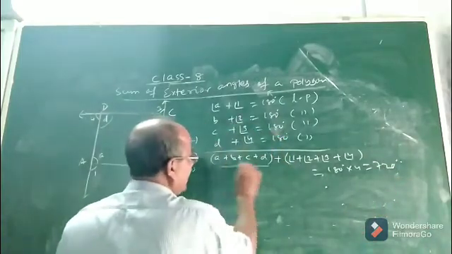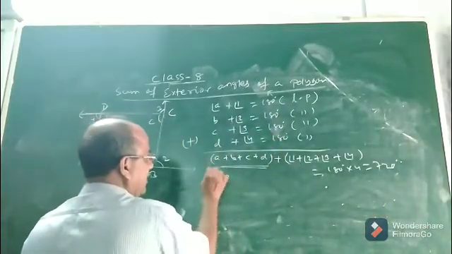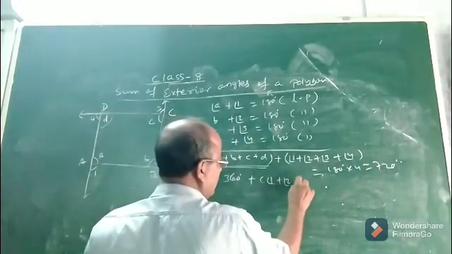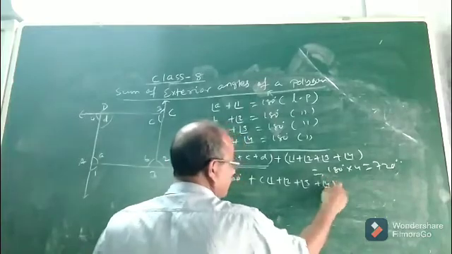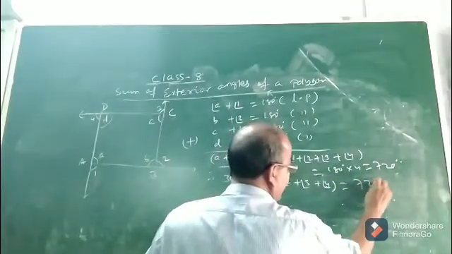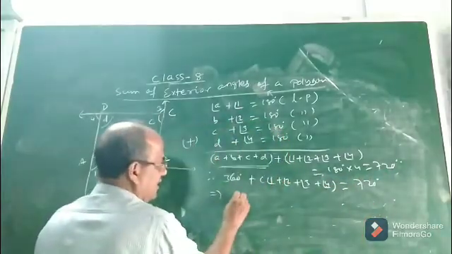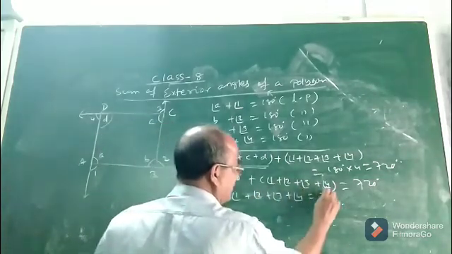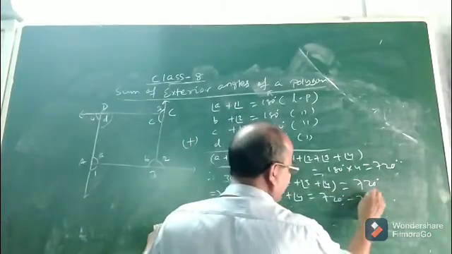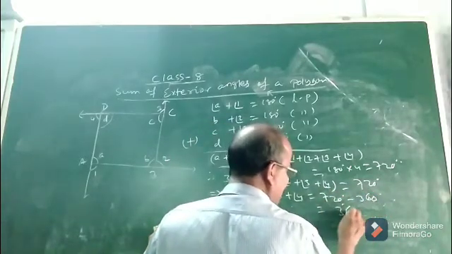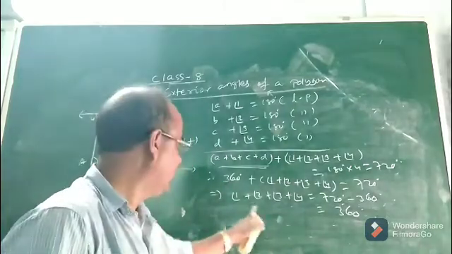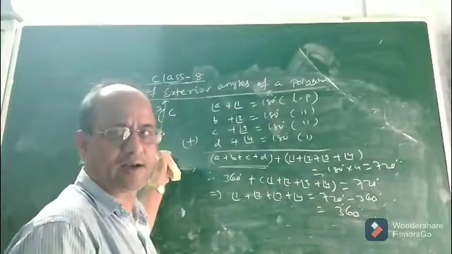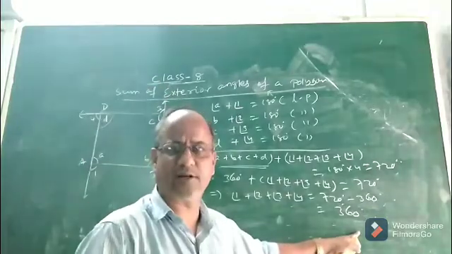Now in place of this we can write how much? 360. So therefore 360 plus angle 1 plus angle 2 plus angle 3 plus angle 4 will be 720. That means angle 1 plus angle 2 plus angle 3 plus angle 4 will be 720 minus 360. That is 360 again. So what did we see? Here the sum of 1 plus 2 plus 3 plus 4, these are the 4 exterior angles of this quadrilateral, and their sum is again coming 360 degrees.